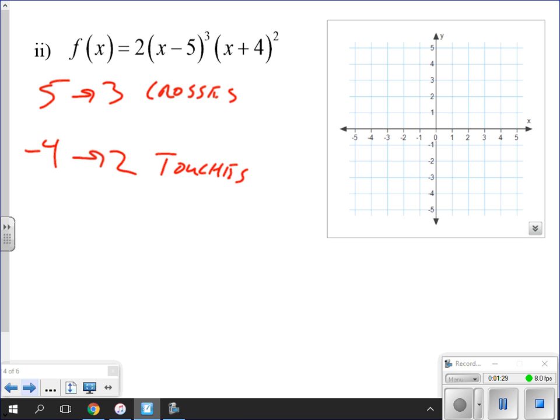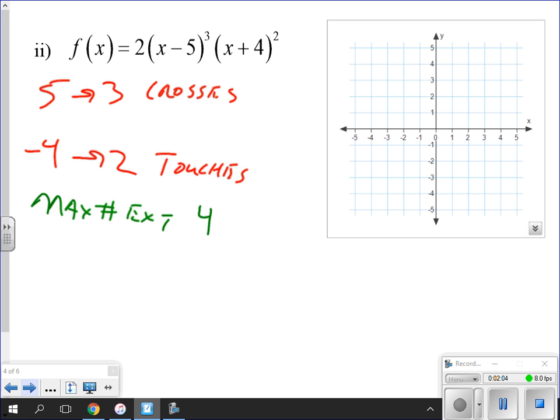And then what is my maximum number of extrema? 4. Because what's my degree? It's 5. I add up all my exponents. It's 1 less than my degree. Add up all the exponents, that's what it's going to be. It's 1 less for the maximum number of extrema. So I have 4. Okay.